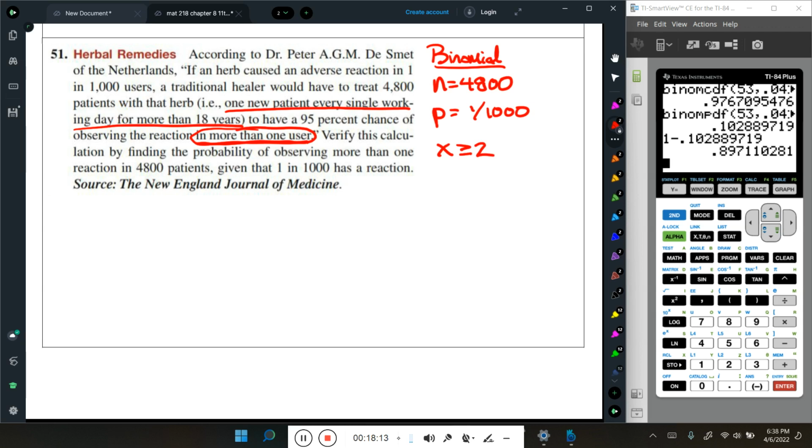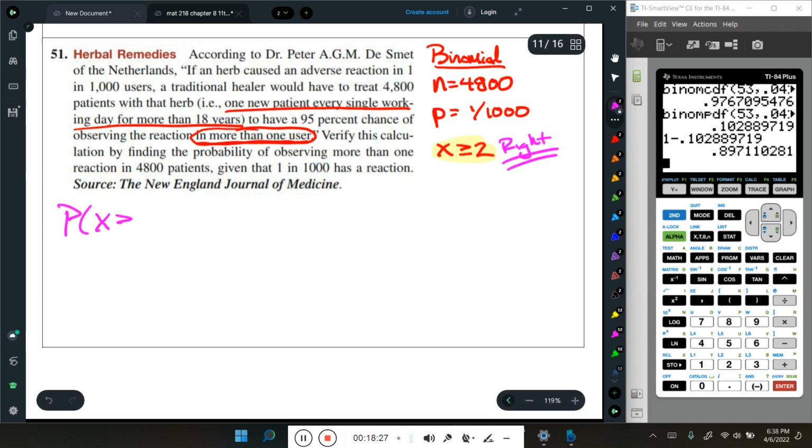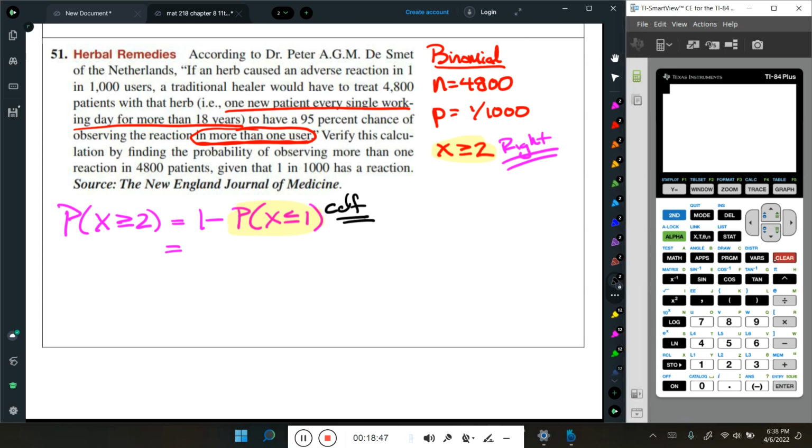Okay. Uh-oh. That's a right tail problem. So I'm going to have to convert that to a left tail problem. So I'm going to have to say the probability that x is greater than or equal to 2 is 1 minus the probability that x is less than or equal to 1. This is going to be that CDF command. Okay? So I'm going to go over to my calculator. I'm going to go to my distribution menu.